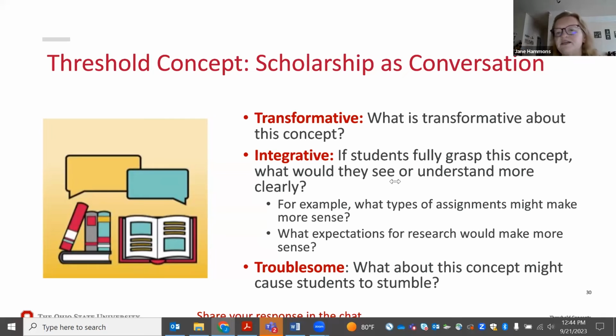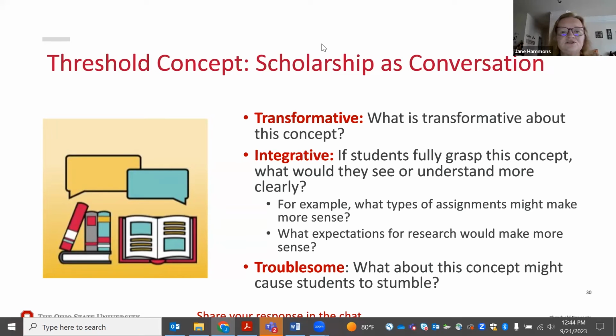Yes, absolutely. So all the citations will be at the end of the slideshow, and I'll share the links to the slideshow out with everyone at the end. So just pause here to see if any folks have any ideas about thinking about scholarship as conversation as a threshold concept.